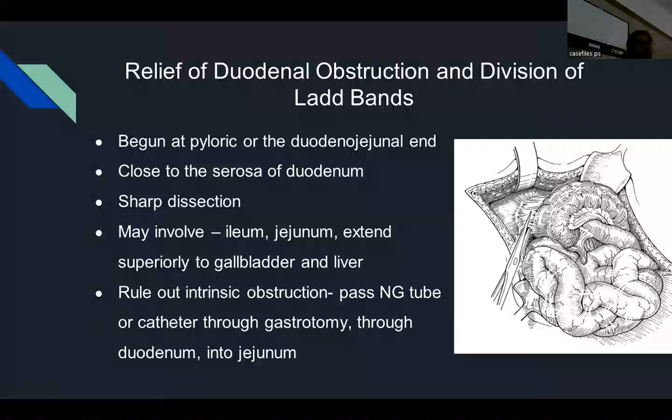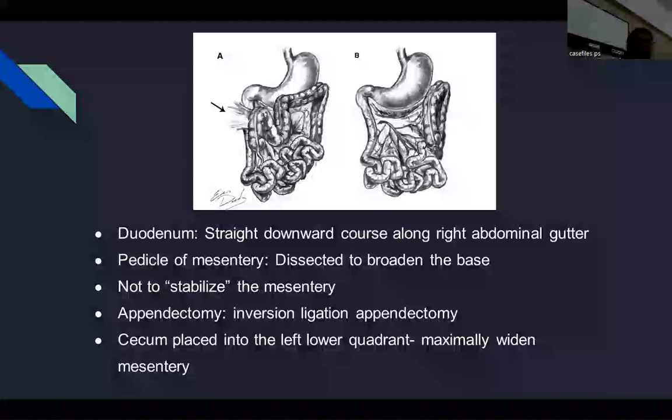So coming to the releasing of the duodenal obstruction, this begins at the pyloric or duodenojejunal end, and this has to be done very close to the serosa of the duodenum. This is done using sharp dissection, and sometimes it can extend and involve the ileum, jejunum, and sometimes even extend to the gallbladder and liver. So after releasing the extrinsic obstruction, we have to rule out intrinsic obstruction and pass an NG tube or a catheter through the gastrostomy if it is present, and through the duodenum into the jejunum to rule out the intrinsic obstruction in the duodenum.